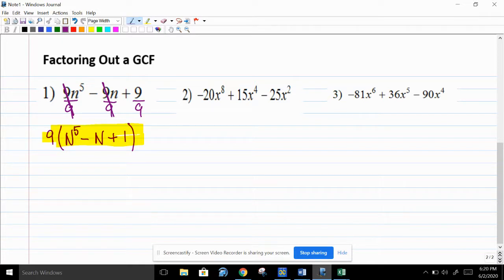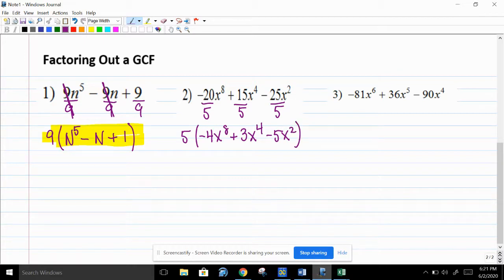In number 2, we're going to start with the numbers. We're going to start with the coefficients, then we'll take a look at the variables. Negative 20, 15, and negative 25. I'm sure you can realize that all three of those numbers are evenly divisible by 5. So 5 is going to be the number that I take away. Negative 20 divided by 5 is negative 4, x to the 8th, plus 15 divided by 5 is 3, x to the 4th. And then at the end, you have minus negative 25 divided by 5 is 5, x to the 2nd.